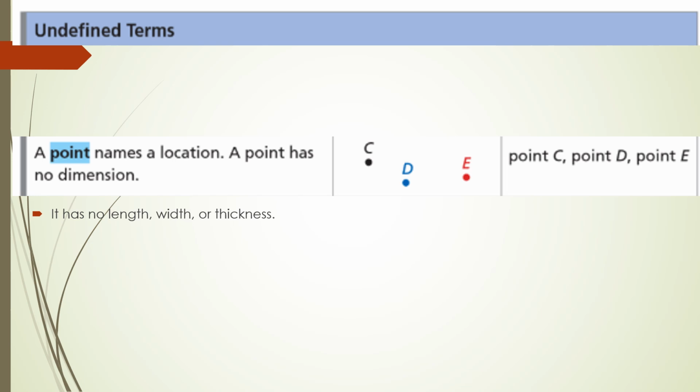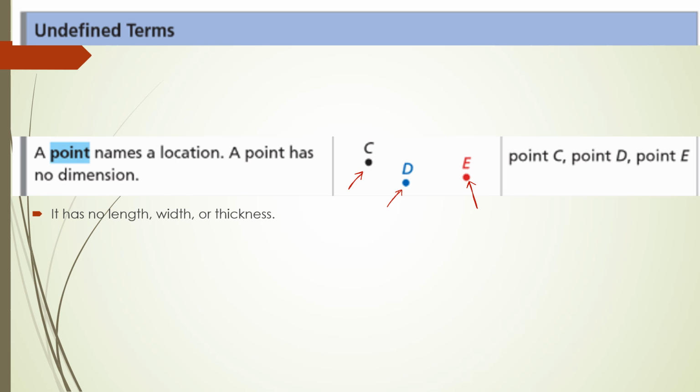A point is used to tell us about a certain location. What is the location of C? What is the location of D? Or what is the location of E? This is used in order to tell you about the location.